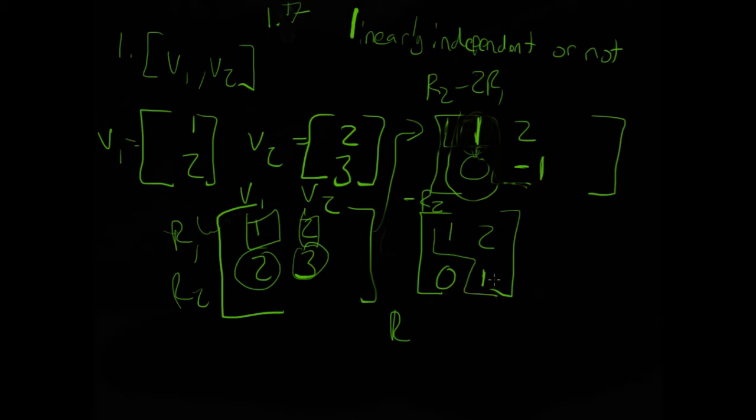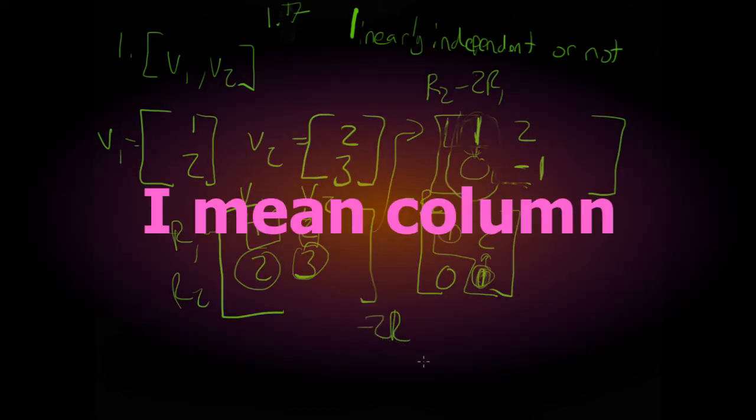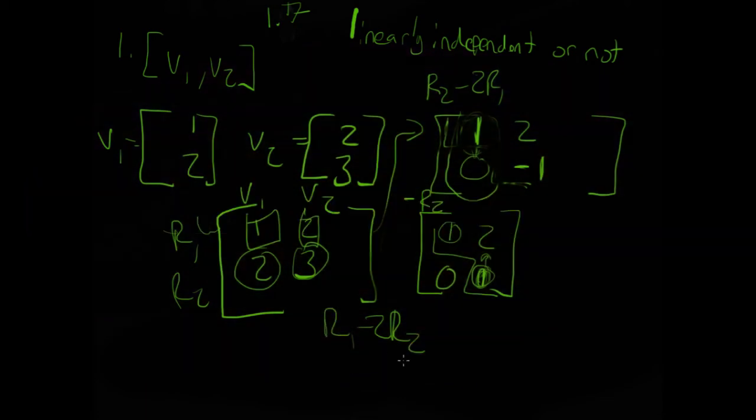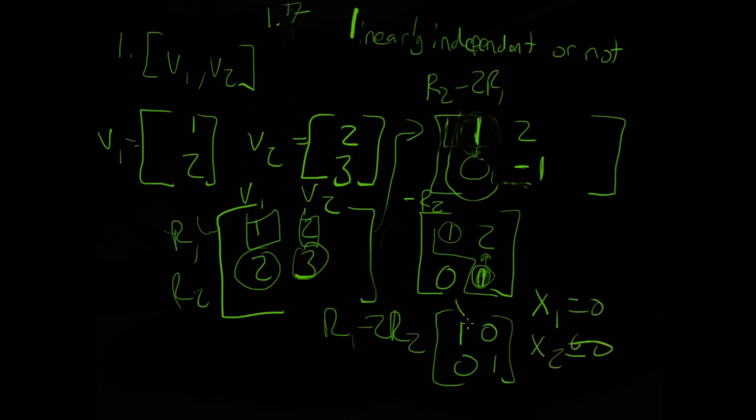So we have the staircase. This row's good, but this, as you can see, it's not the only non-zero 1 in the row. So we're going to have to subtract R2 from R1, which is going to give us 1, 0, 1, which means x1 equals 0, x2 equals 0. If you don't know where that came from, you could also call it like x and y. So let's say it's x equals 0, y equals 0.